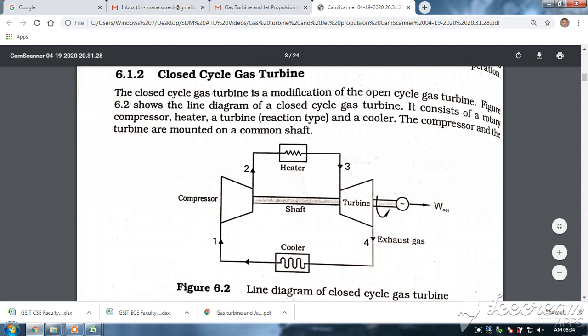Now we will look at the closed cycle gas turbine. The closed cycle gas turbine is a modification of the open cycle gas turbine. The figure shows the line diagram of a closed cycle gas turbine. It consists of a rotary compressor, a heater, a turbine, and a cooler. The four components, the compressor and the turbine, are mounted on a common shaft. So this is the line diagram.